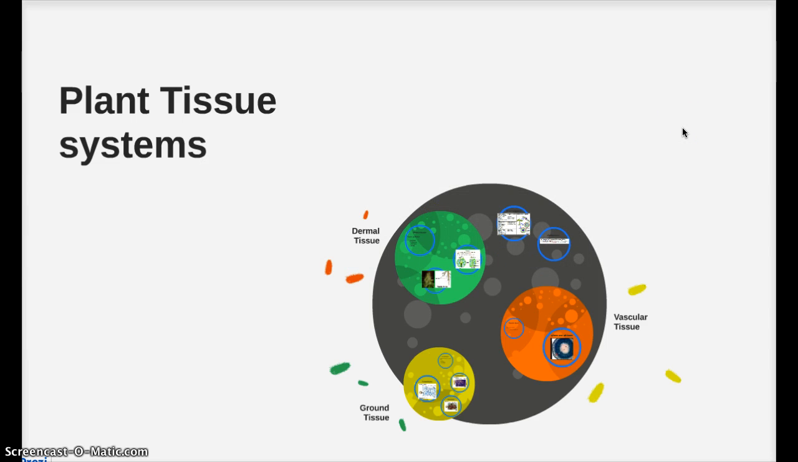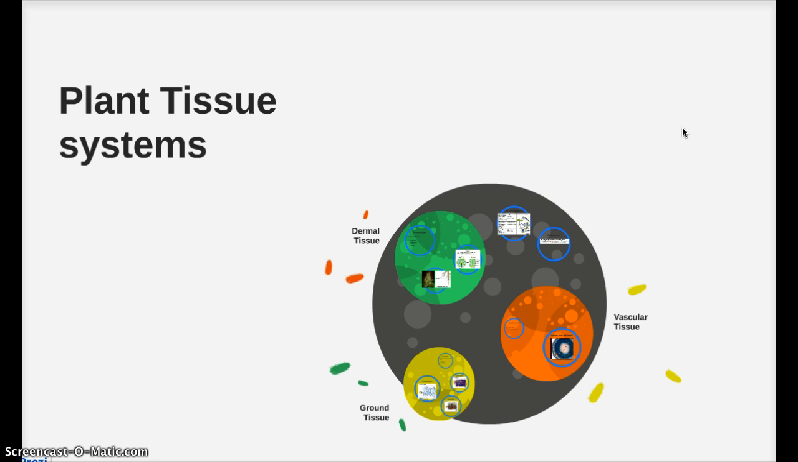The plant tissue systems basically make up the plant structure or the anatomy of the plant. And usually when we talk about plants, we think about vascular plants, which are the plants that have the roots, the stems, and the leaves. But the roots, stems, and the leaves are actually made up of tissues that transport water and nutrients from one part of the plant to the other.